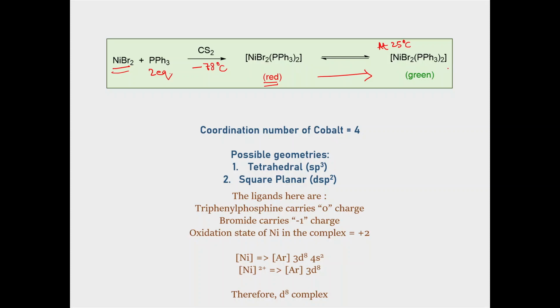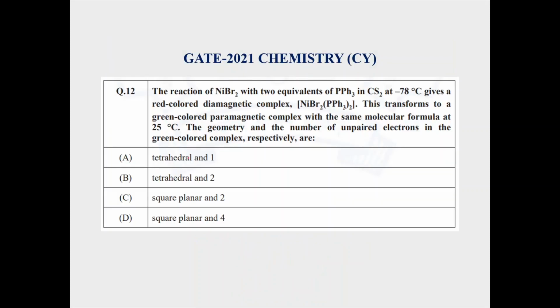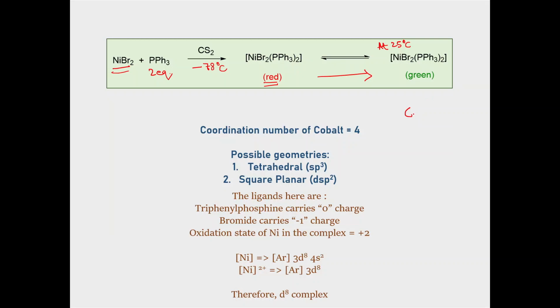So first of all, in this question, what we have been asked is to find the geometry of the complex and the number of unpaired electrons. Geometry and number of unpaired electrons.